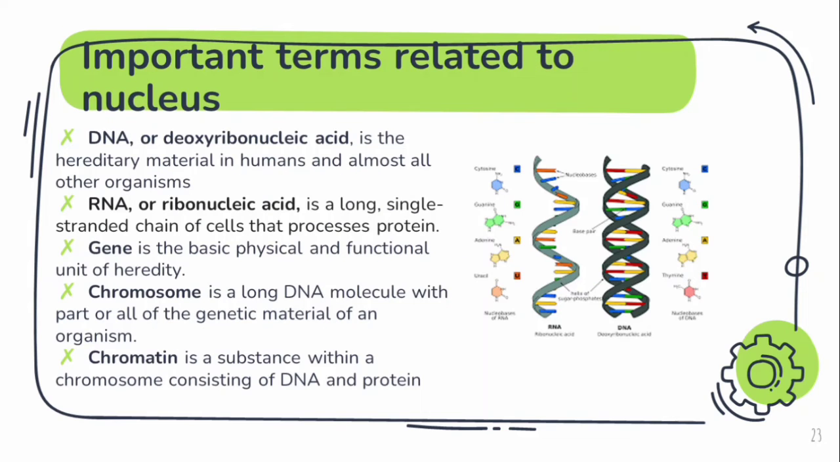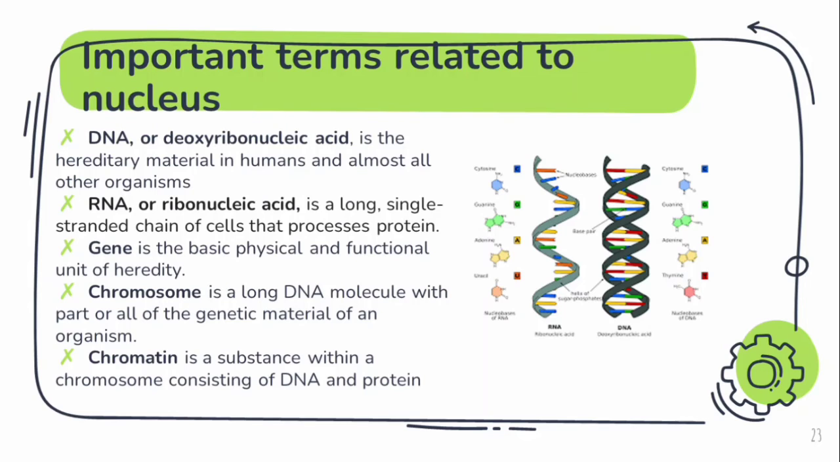Now, let's discuss the important terms related to the nucleus. The DNA, or deoxyribonucleic acid, is the hereditary material in humans and almost all other organisms. The RNA, or ribonucleic acid, is a long single-stranded chain of cells that processes protein. The gene is the basic physical and functional unit of heredity.